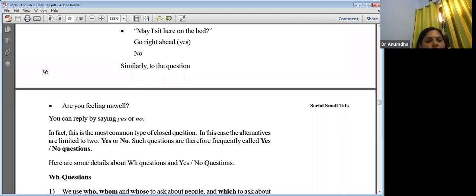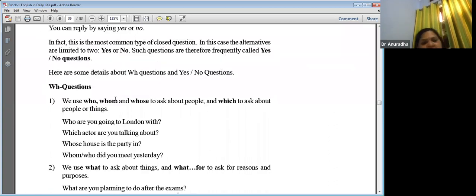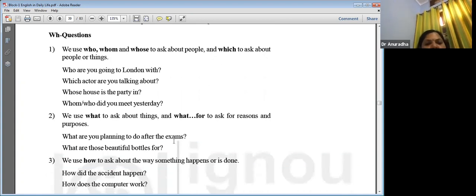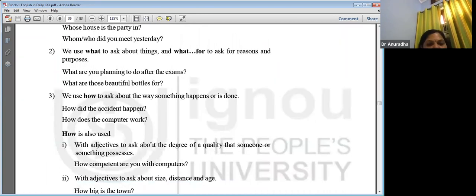So for WH questions, well, kaun se questions hote hain? WH, when, who, whom, whose, which se jo start hote hain. For example, who are you going to London with? Which actor are you talking about? Whose house is the party in? Whom, who did you meet yesterday? We use what to ask about things. For example, what are you planning to do after the exams? What are those beautiful bottles for?